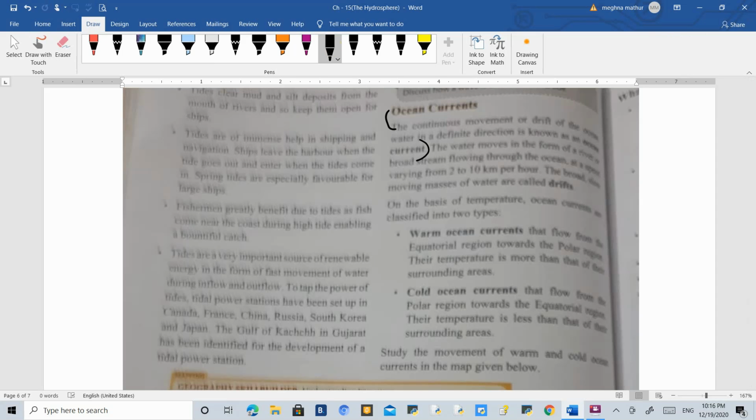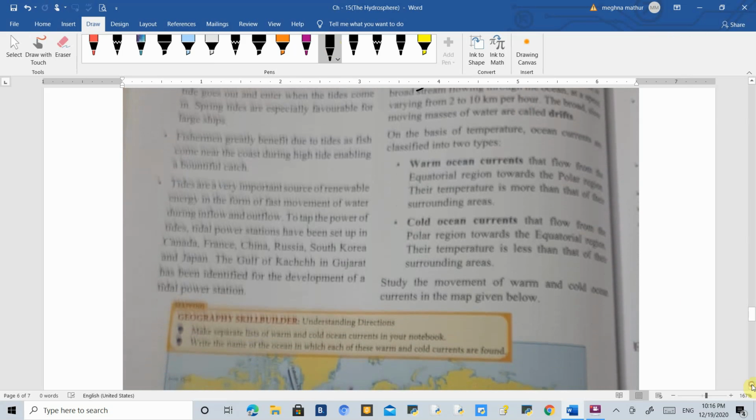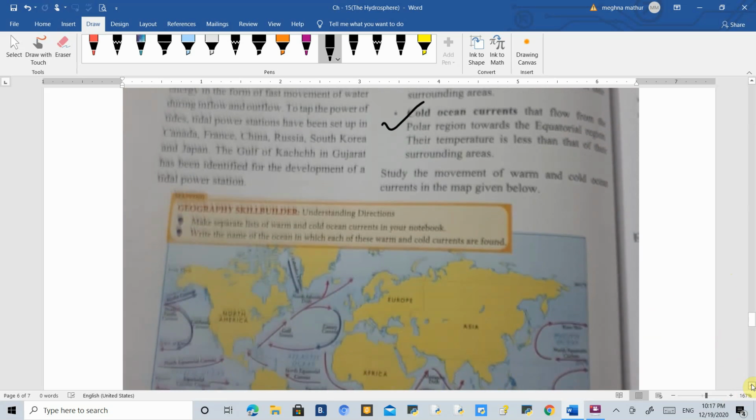Now, here in your chapter, it has been given that there are two kinds of ocean currents. One is the warm, and the second one is the cold ocean current. Now, a warm ocean current, as the name suggests, is a kind of ocean current which has warm water, and it has warm water because it flows from the equatorial region towards the polar regions. Then we have the cold ocean current. Cold ocean currents are those currents which have cold water, and that is because they originate from the polar region and flow towards the equatorial region. So these are the two types of ocean currents.